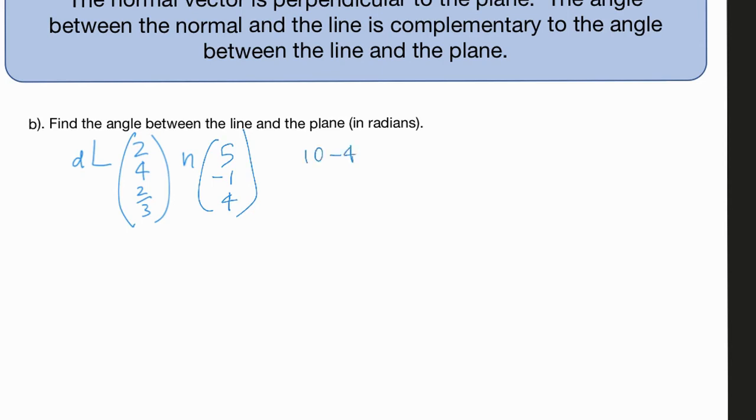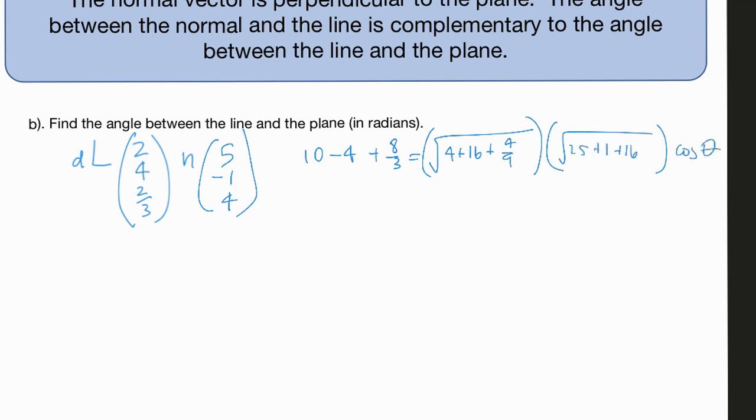10 minus 4 plus 8/3 is going to equal the magnitude of the first vector, so that's 4 plus 16 plus 4/9, times the magnitude of the second vector, 25 plus 1 plus 16, times the cosine of theta. Let's simplify that a little bit. My numerator is 26/3, and I'll have 2 radicals in the denominator. One of them is 20 and 4/9, and the other one is 42.